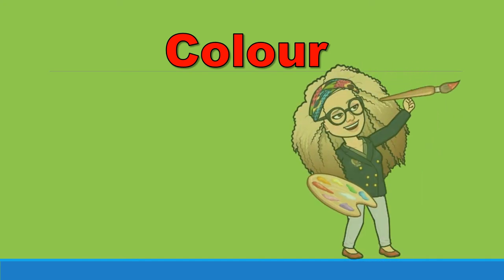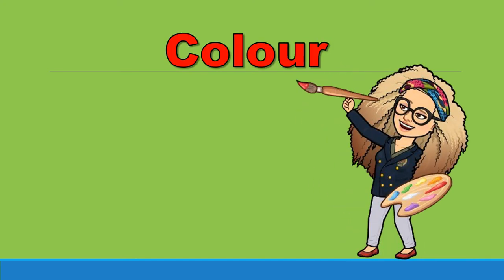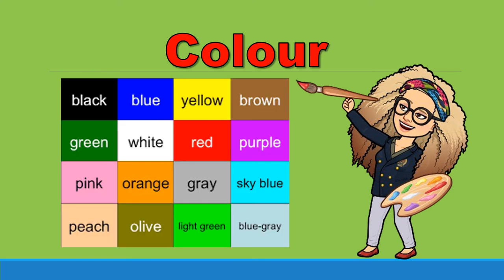Our next attribute is color. Well, we know all about beautiful colors, and there are many to choose from. So when we sort using the attribute color, that means we put a group together where all the objects have the same color.